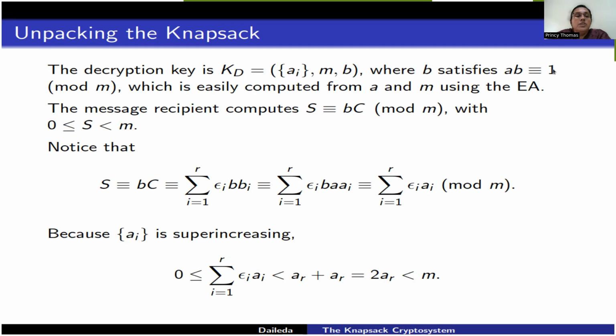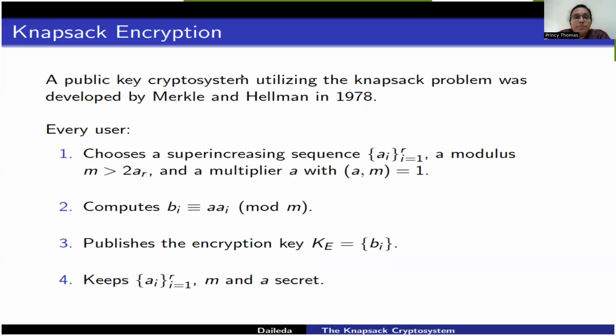So ab is equal to 1 mod M, which is easily computed using the extended Euclidean algorithm we have seen earlier. If we have the value a and the value M, it is easy to calculate the value b. Okay, so the decryption is going to be done. Remember that the message is encrypted using K_E, and the person who published the b_i knows a_i, a and M. These values are enough to do the decryption.